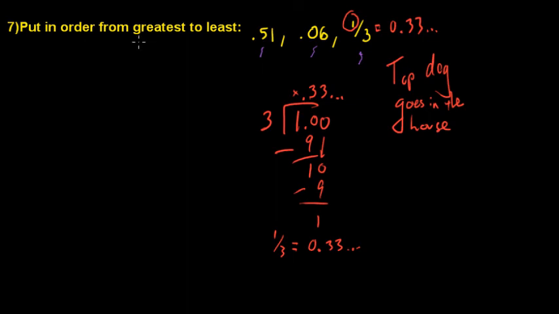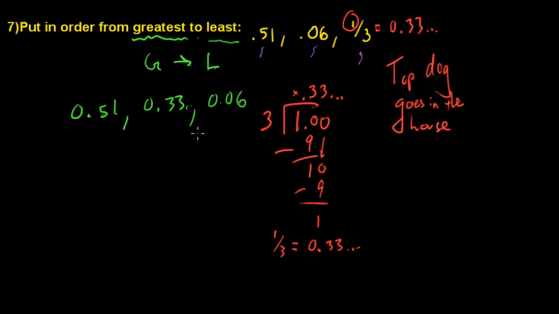So it says put in order from greatest to least. The greatest is 0 and 51 hundredths. The next is 0 and 33 hundredths, dot, dot, dot. And then the least is 0 and 6 hundredths. So 6 hundredths is smaller than 33 hundredths, which is smaller than 51 hundredths.